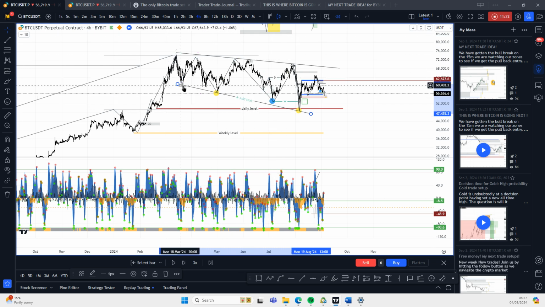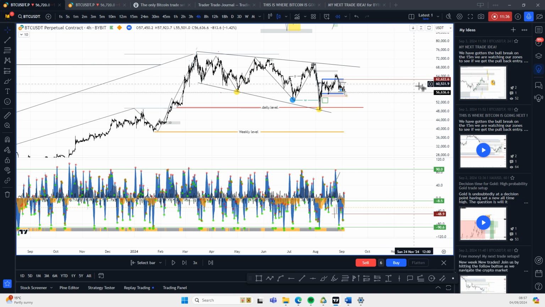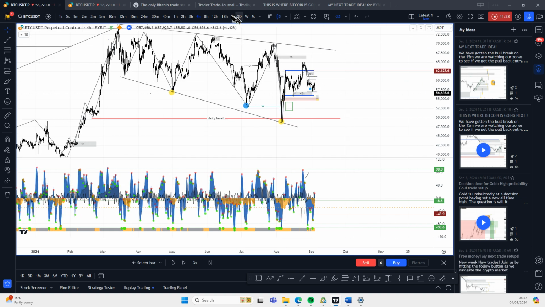But from this range, you've had tap number one, tap number two, tap number three, tap number four. It looks like price is really trying to come down, isn't it? It's really trying to come down.